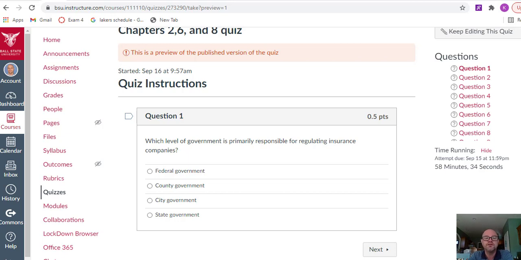So here we are. Question 1, which level of government is primarily responsible for regulating insurance companies? That's state government. Pretty straightforward. That was kind of the takeaway from chapter 8 that I wanted people to get. So state government was what we were looking for there.